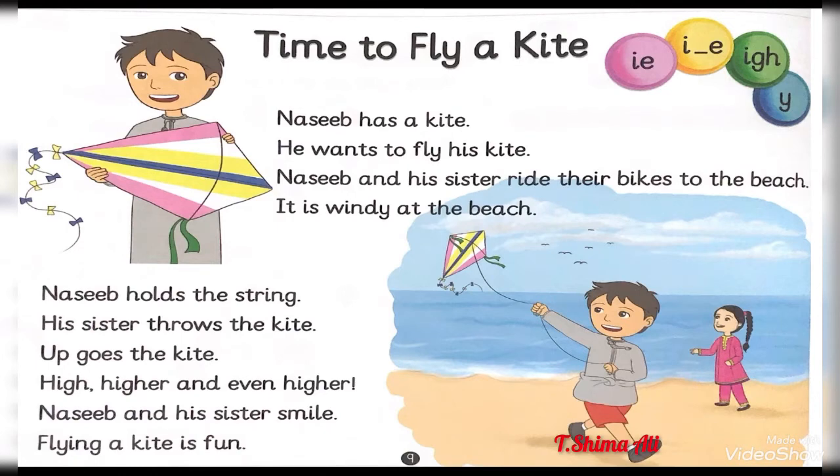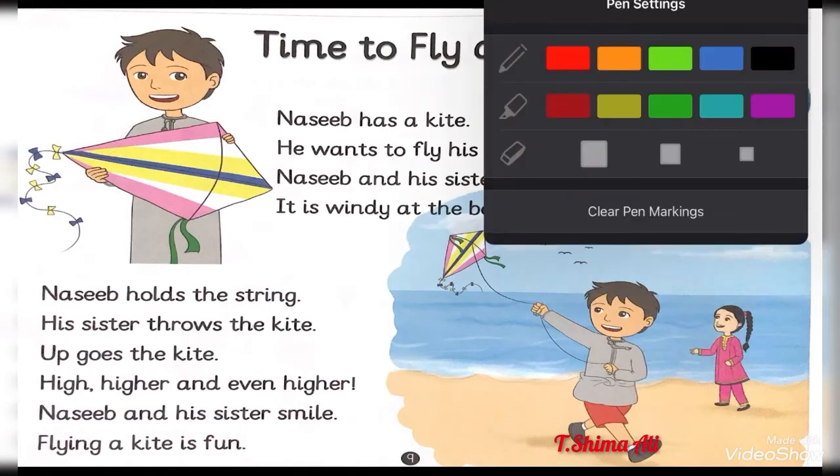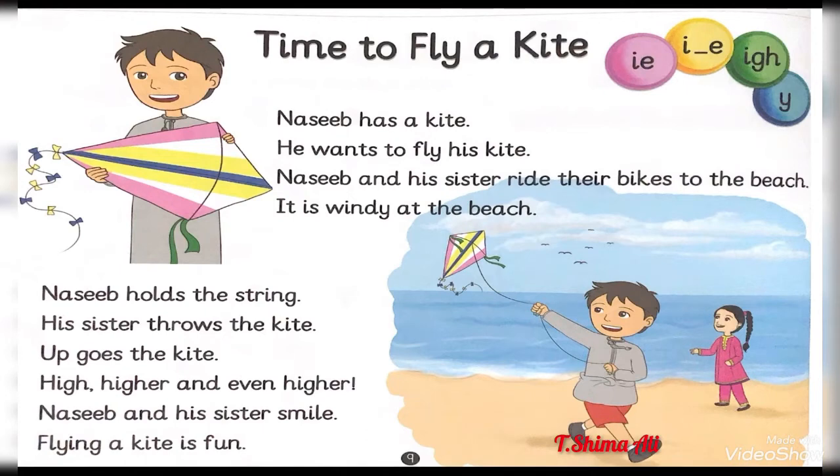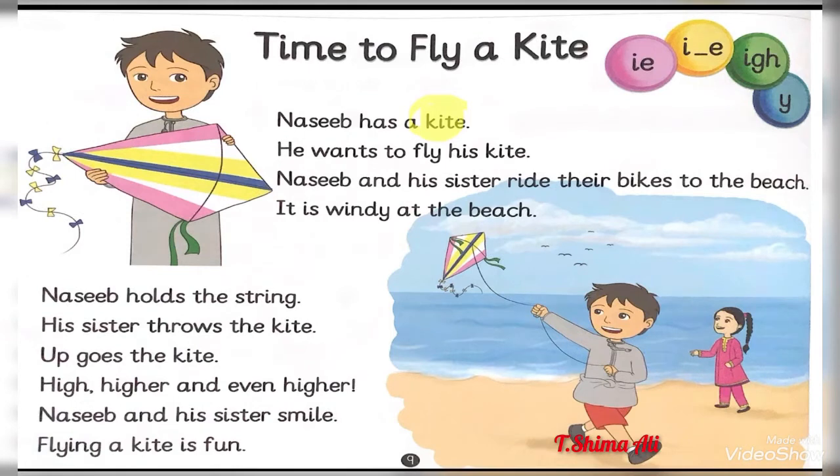For example, here we have a kite. The kite has the yellow eye. So we are going to color it yellow. Okay, Nasib has a kite, so this is yellow, and color it yellow. Now find a word with the green eye. Look at this word, high. So we are going to color it with the green color, like this eye. Okay, grade 2. Now try to find other words with the I in different shapes.